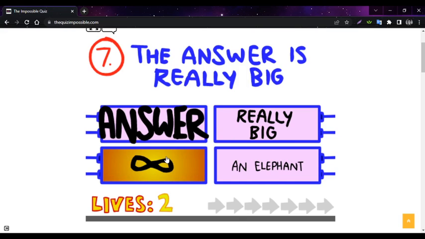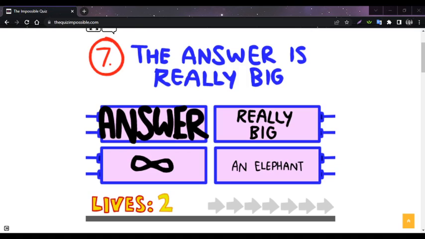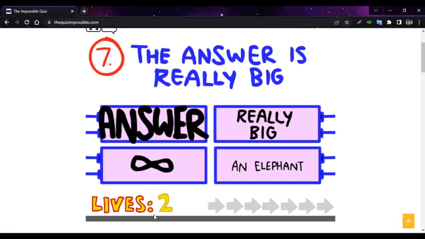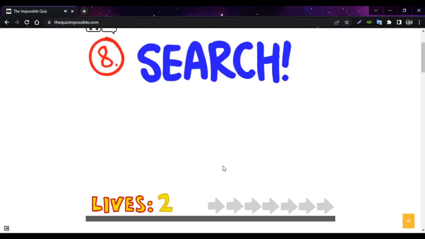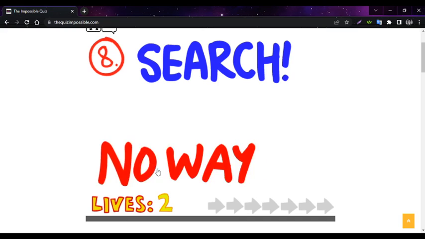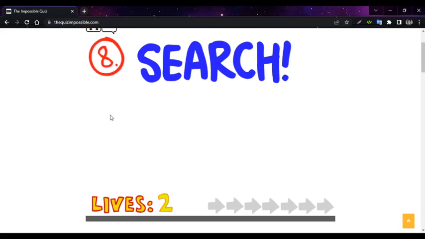Carrot, no, shallots. The answer is really big. Really, see, you think it's really big, but this is one of those instances where they're not being literal. It's not really big. It's not infinity or an elephant. Search, obviously, like you'll just find no, that, do not want. No way. No.